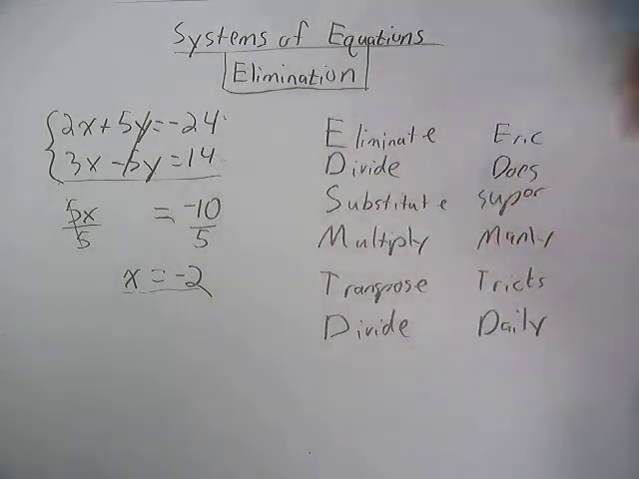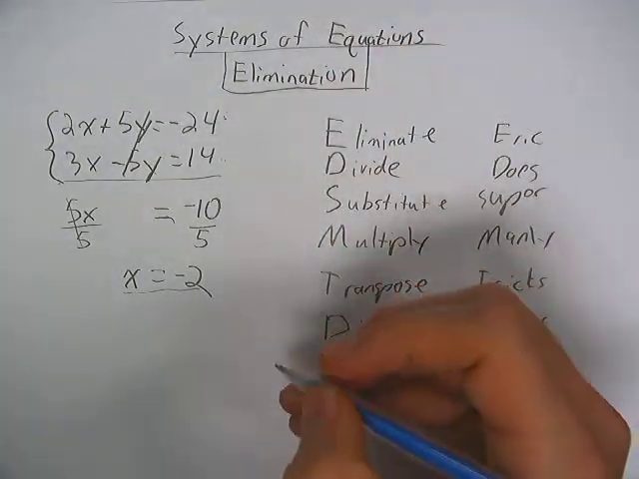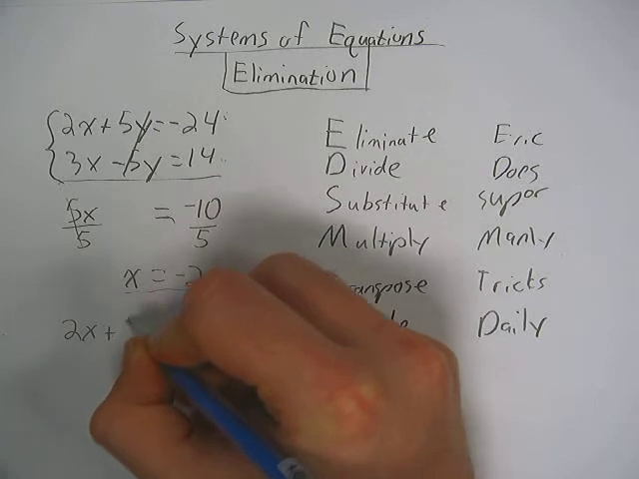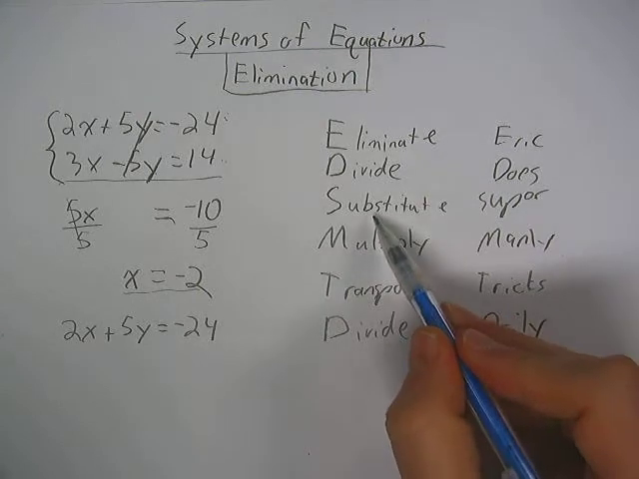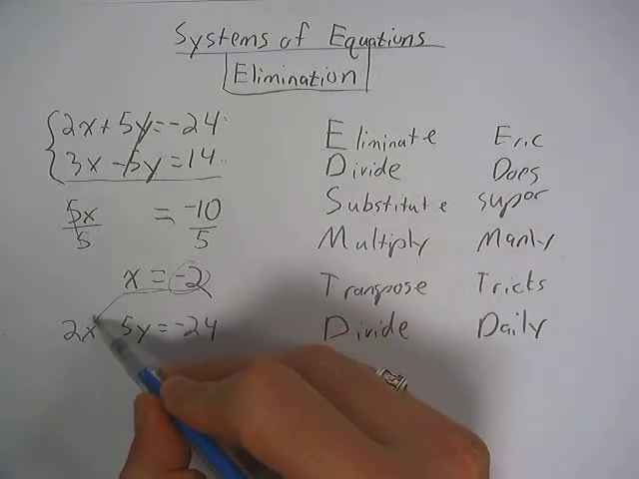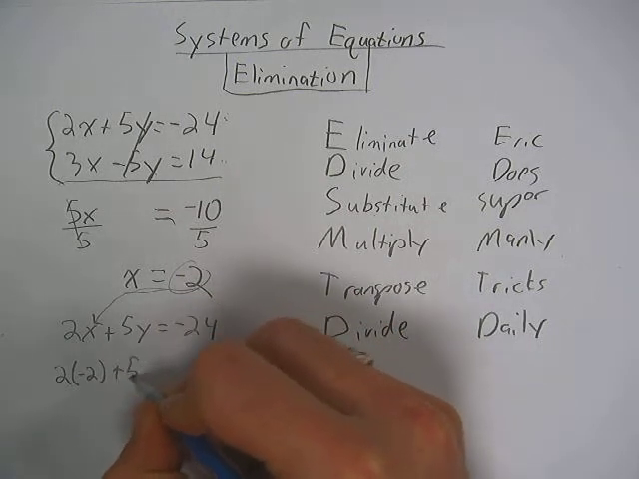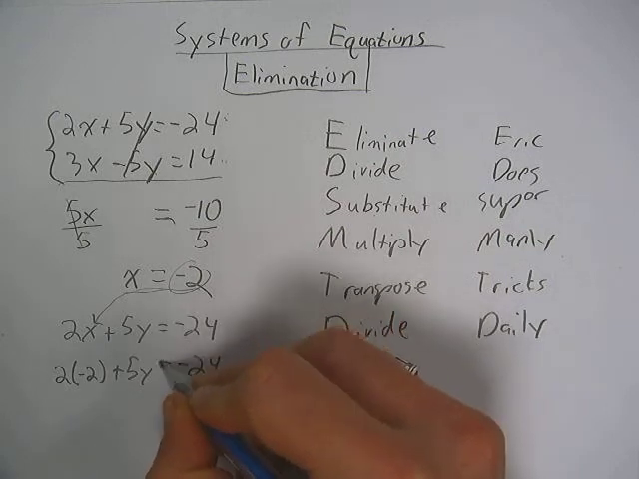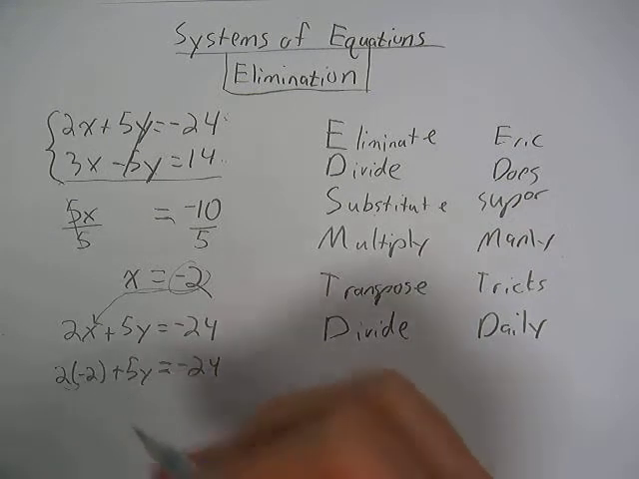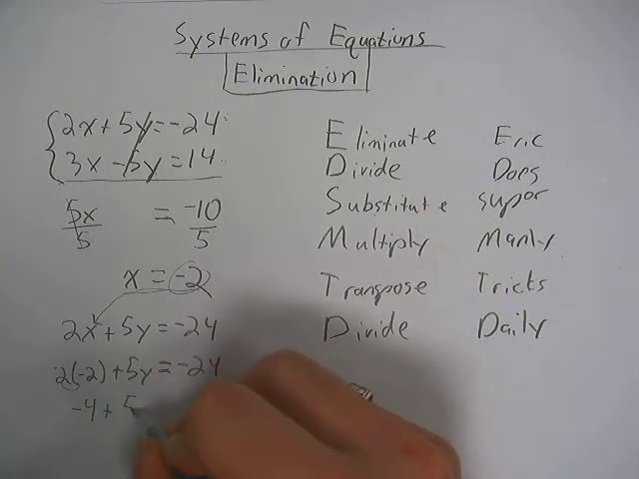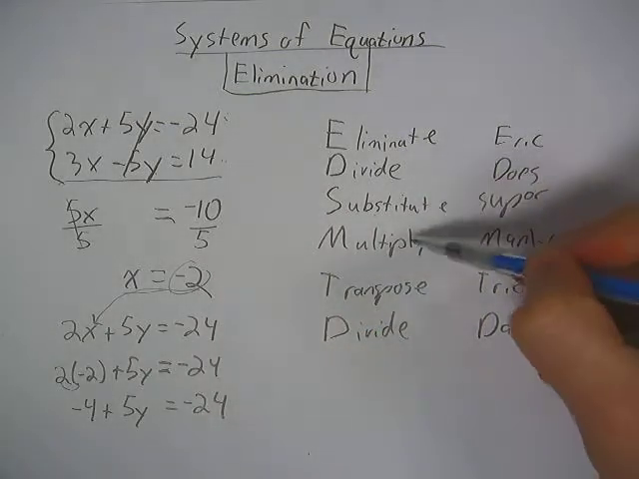Step 3, substitute. Pick one of your two equations. Doesn't matter which one. If there's one that looks easier, I'll go with it, but this time it's not going to make much difference. I'll just go ahead and pick the top one. Write it down again: 2x plus 5y is equal to negative 24. And now let's substitute the negative 2 in for the x. Now remember, when we substitute, we always put that thing in parentheses to show us what the substitution looked like and where it came from. Now our next one is going to be multiply. I'm going to multiply this one. 2 times negative 2 gives me negative 4. Plus 5y is equal to negative 24.